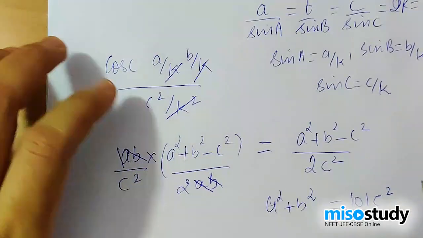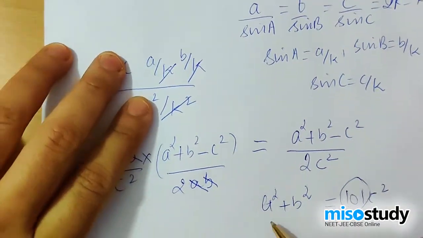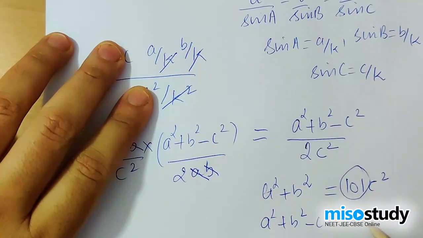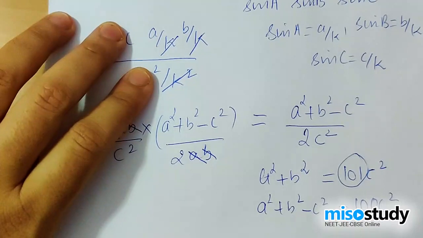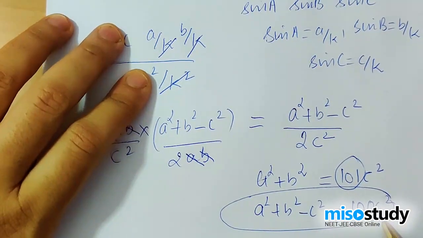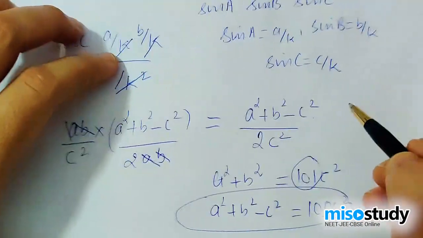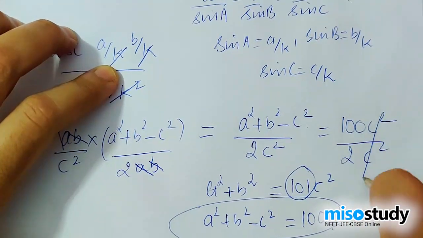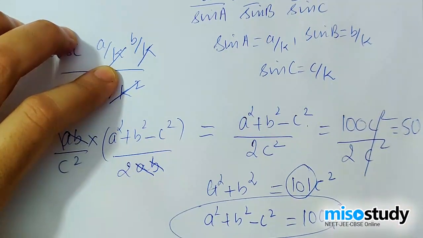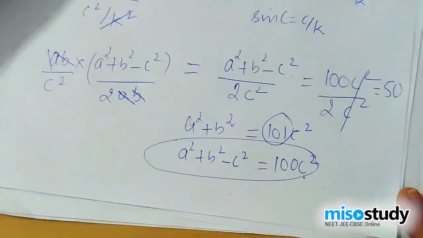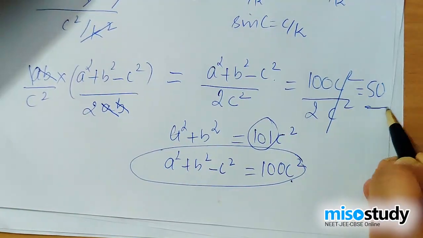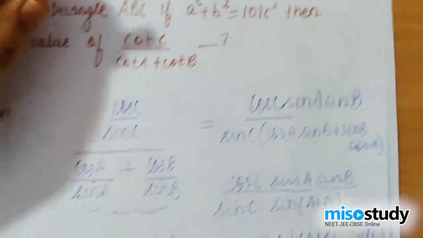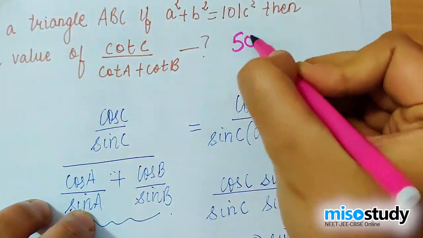If I shift, now this is 101 for a reason, and I will tell you that reason. a square plus b square minus c square is equal to 100 c square. So putting the value of this as 100 c square, I will have 100 c square upon 2c square, which gives me 50. So the value of this is nothing but 50. So the correct answer to this one would be 50. Quite an easy question this was.